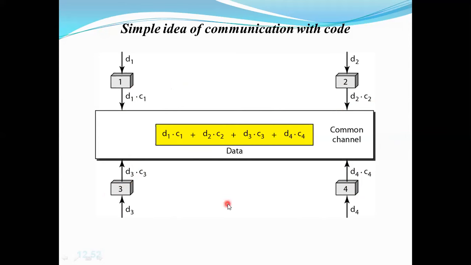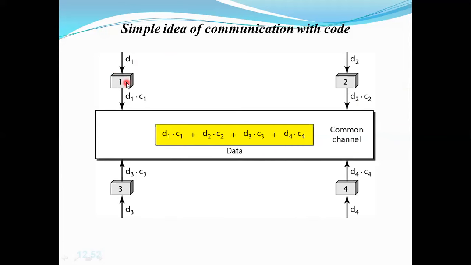Now, what does the definition say? In CDMA, one channel carries all the transmissions simultaneously. The word simultaneously means that on this single channel, the sum of all the data sent by all the stations is what gets transmitted.